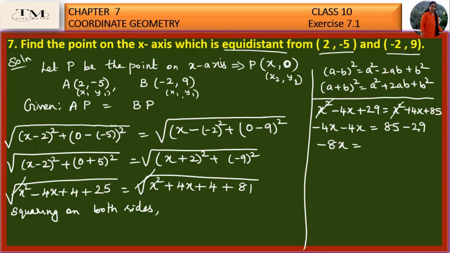So what is 85 minus 29? 85 minus 29 is 56. So x is equal to 56 divided by negative 8. So we'll get the answer in negative. 7 8s are 56. So x is equal to minus 7. So this means the point P is at minus 7 comma 0. So this point P is equidistant from 2 comma minus 5 and minus 2 comma 9.